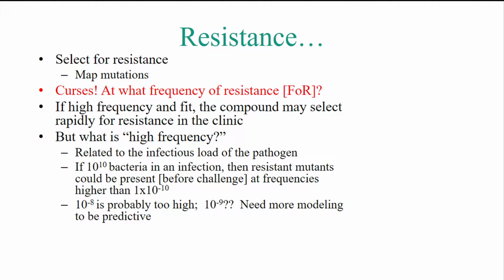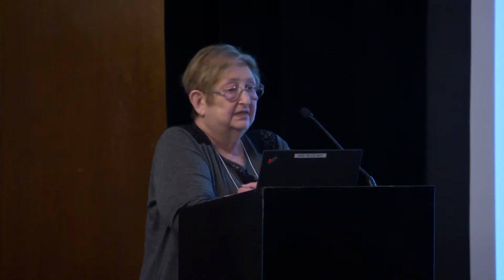So the idea is it's related to the infectious load of the pathogen. If there's 10 to the 10th bacteria in an infection in the whole body, and your resistance frequency is 10 to the minus 8th, then there'll be 100 bugs that are already resistant within the infection. And so those could grow up. So 10 to the minus 8th is probably too high a frequency. But 10 to the minus 9th, well, that's pretty low. And it probably means there's maybe 1 or 2 specific sites where you get that resistance. But is that low enough to be good in the clinic?